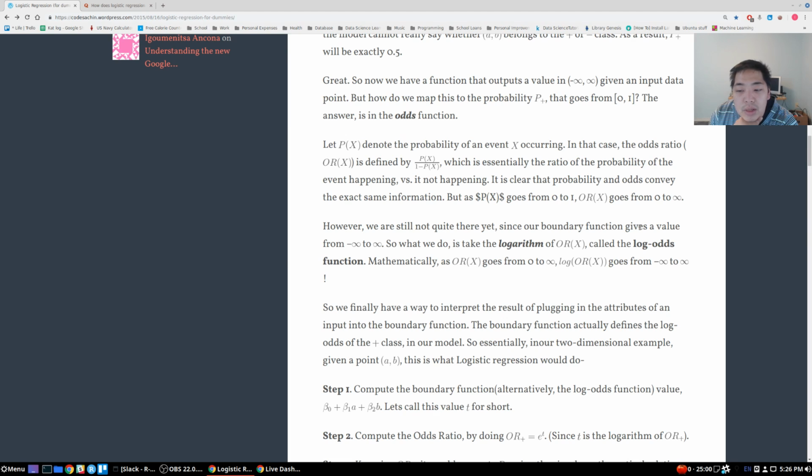Since our boundary function gives a value from negative infinity to infinity, we take the logarithm of the odds ratio, called the log odds function. Mathematically, the odds ratio goes from 0 to infinity. The logarithm goes from negative infinity to infinity. So we finally have a way to interpret the result of plugging in the attributes of an input into the boundary function.